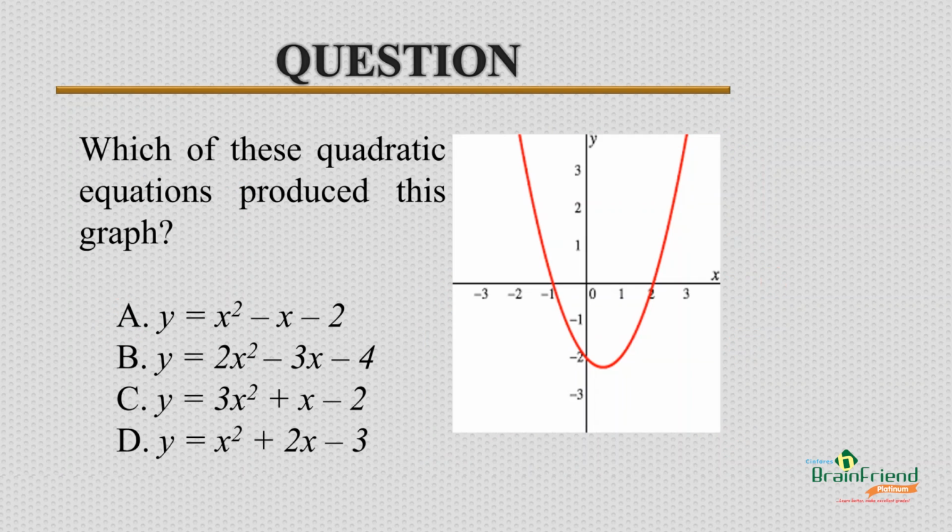Question 2. Which of these quadratic equations produced this graph? The answer is option A. That is because from our graph, x is equal to minus 1 and x is equal to 2. When you carry out the expansion process, as we did earlier, you would find that the answer is A.